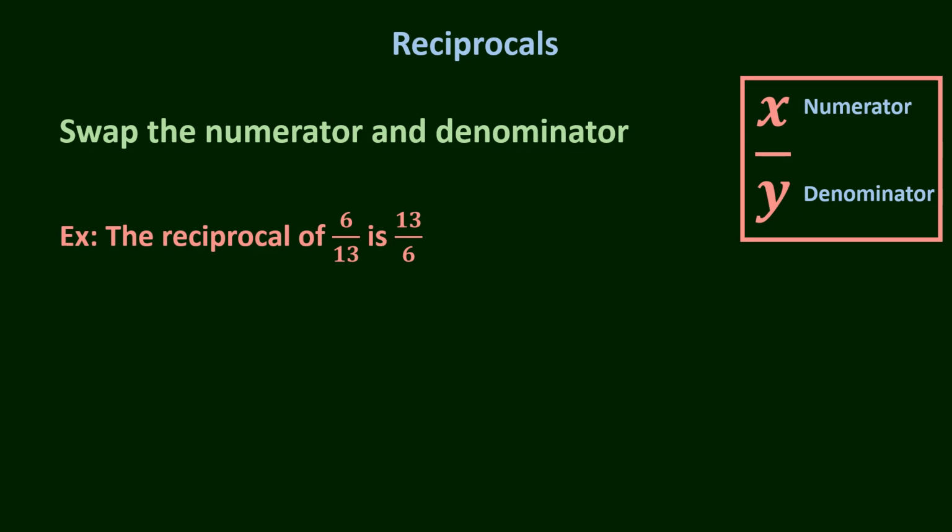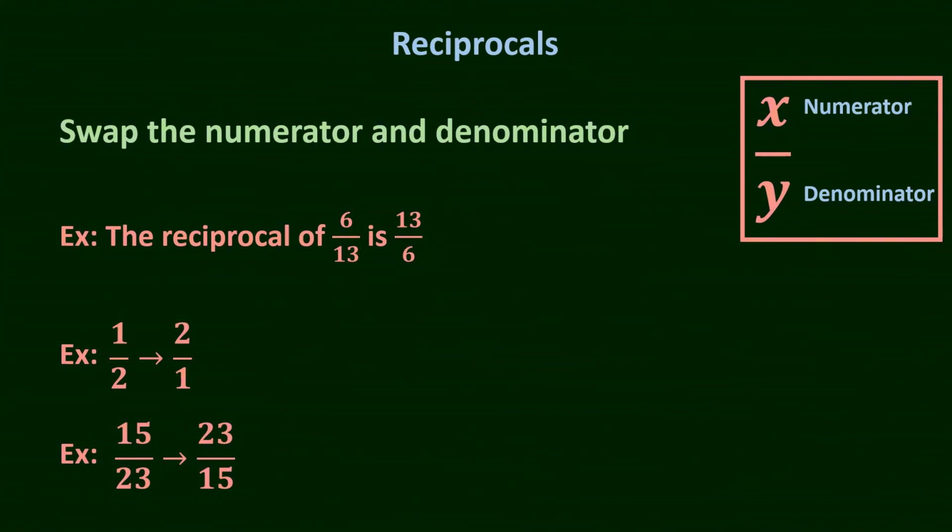The reciprocal of 6 over 13 is 13 over 6. Just swap the top and the bottom. So half is 2 over 1. Another one, 15 over 23 can be represented as 23 over 15. It is called the reciprocal.